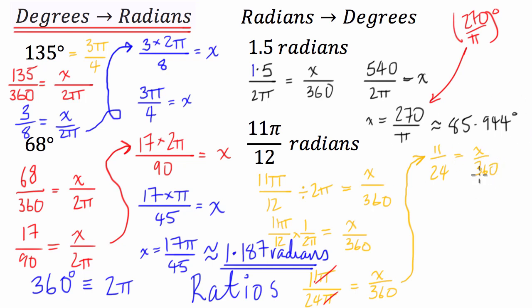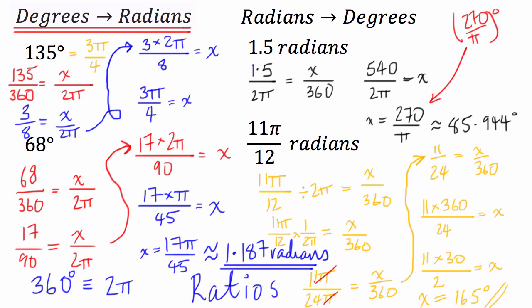We can just take the 360 and multiply it up to the top. We have 11 times 360 over 24 equals x. I know that 12 goes into 24 and 360. It goes into 24 two times, so we've got 11 times something over 2. It goes into 360 30 times, equals x. 30 divided by 2 is 15. 11 times 15 is 165. So x is equal to 165 degrees. So you can see that gives you a nice round number.